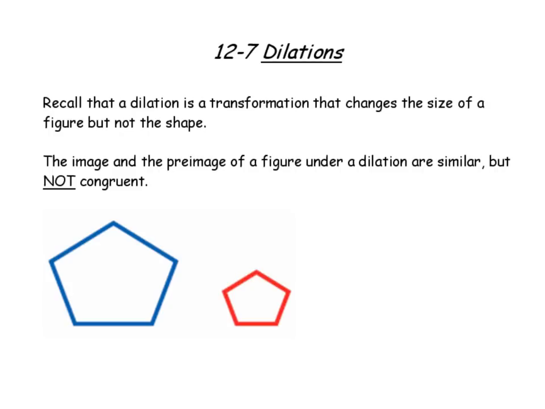So when you're talking about a dilation, going from a pre-image to an image, the figures under a dilation are similar to each other, but they're not going to be congruent because they are not the same size. For example, I've got the pentagon here and the red pentagon here. They are definitely the same shape, but they are not congruent because they are not the same size.